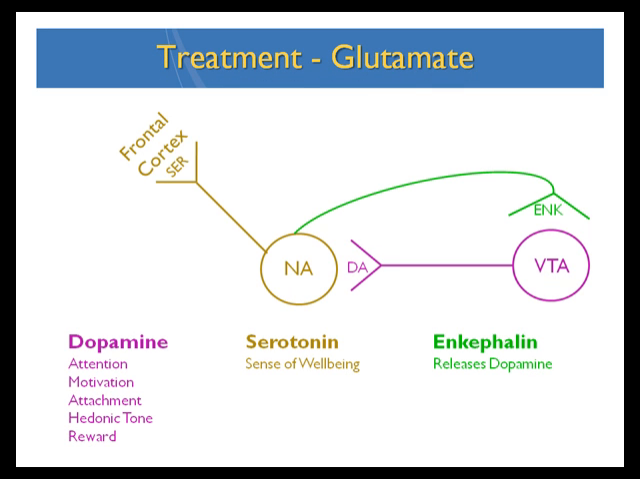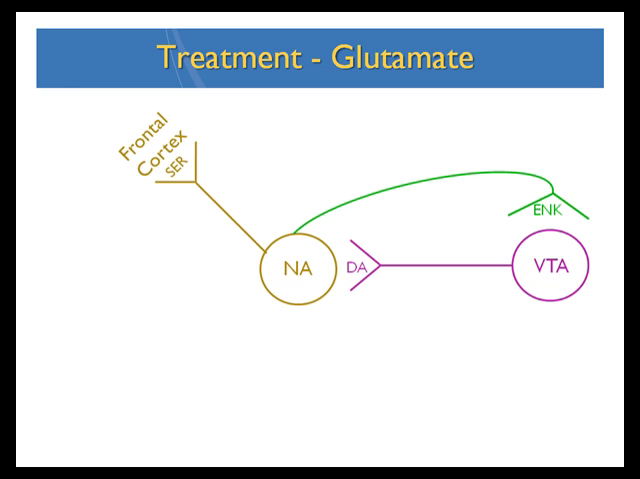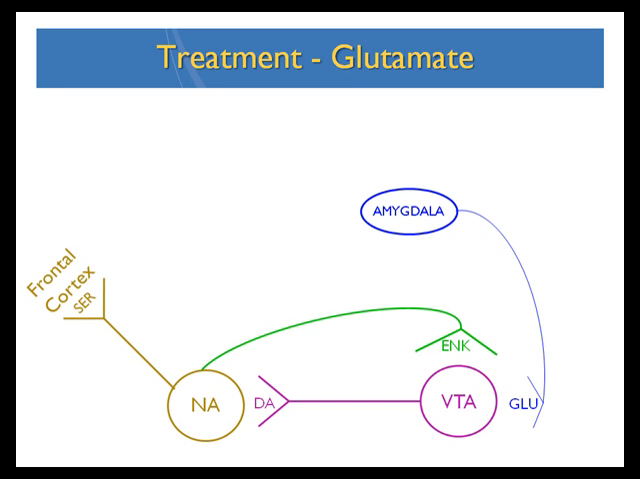Now we go back to our original cartoon. We talked about how we treat problems with dopamine, serotonin, and enkephalin. But remember, there's more to this cartoon than we have drawn here. Let's move this down again and make room for the amygdala. When glutamate from the amygdala hits the ventral tegmental area, it sets off that positive feedback loop, causing a dopamine high, followed by a dopamine crash, which can cause craving and drug use. So the idea here is to block the glutamate receptor on the ventral tegmental area.